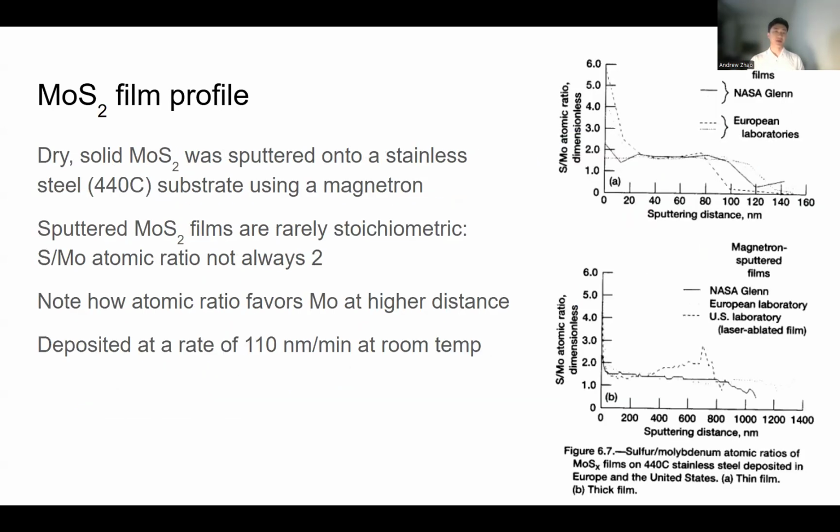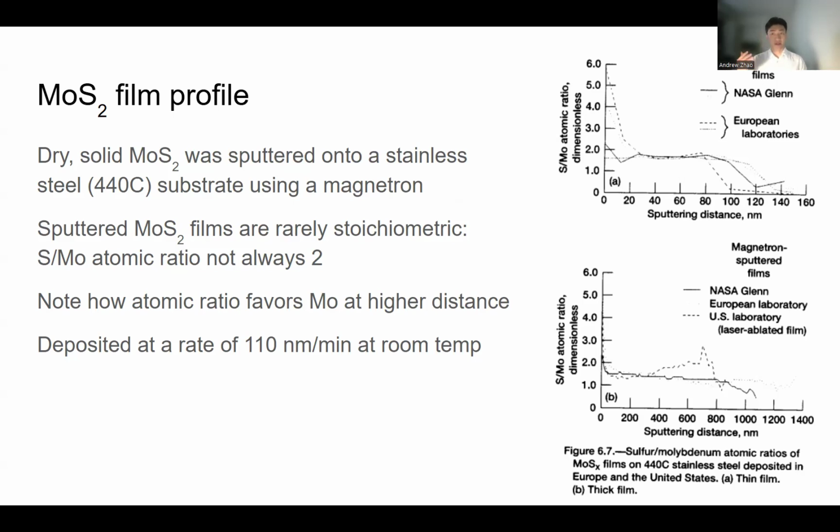So, as you can probably imagine, if they sputtered molybdenum disulfide onto a stainless steel substrate using this magnetron sputtering machine, the sputtered molybdenum disulfide films are actually rarely stoichiometric. The sulfur to molybdenum ratio is actually not always 2. As you can see in these diagrams on the right side, there seems to be some kind of sputtering profile where you see an average of maybe 1.7 sulfur atoms for every molybdenum atom, and that changes as a function of the distance.